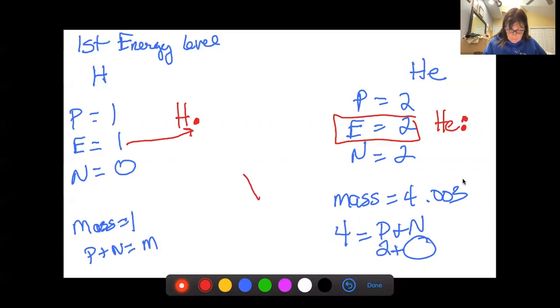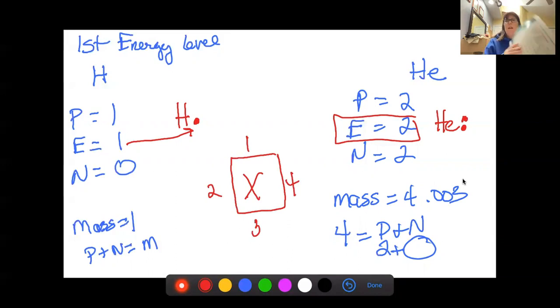So if I have element X, we're going to look at this like it's a box. And we have 1, 2, 3, 4 orbitals. Now that is true for all the periods on the periodic table, so all the rows going across except for the first period. The first period is so small, we only can have 1 orbital, which is why I stuck these together. So I have to put them together here.